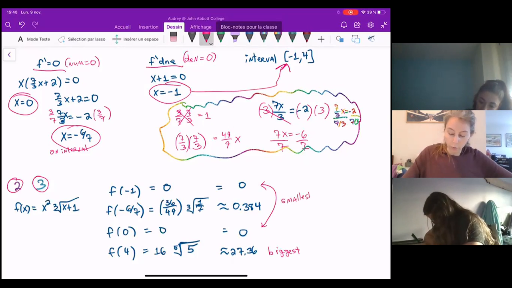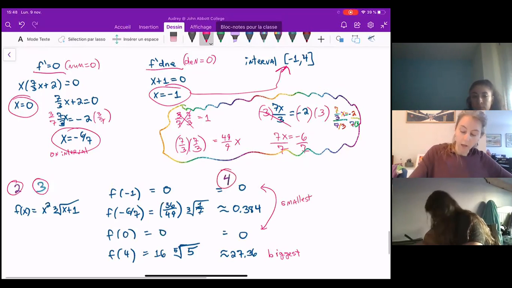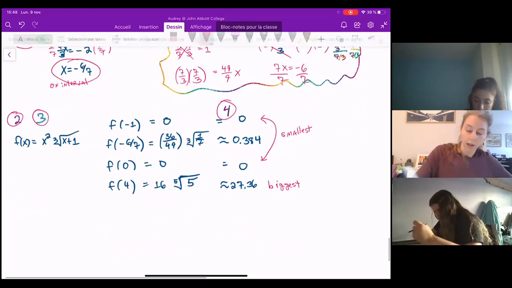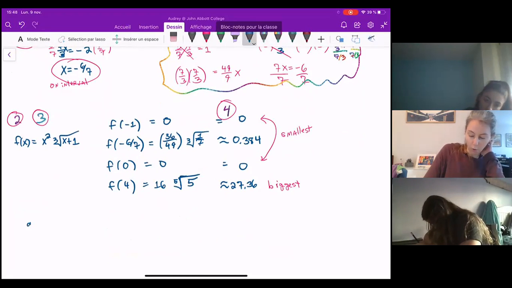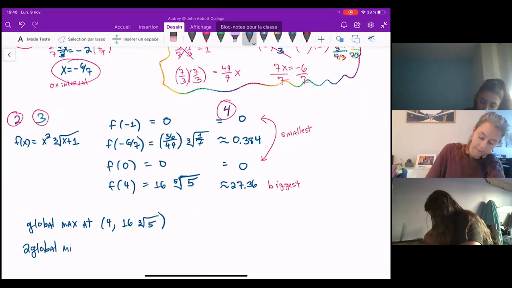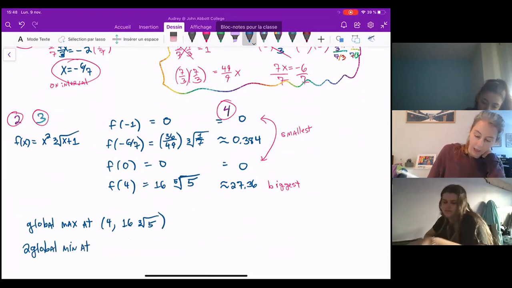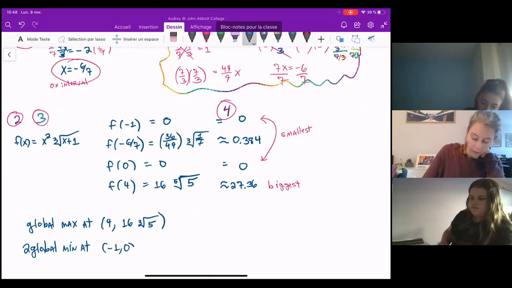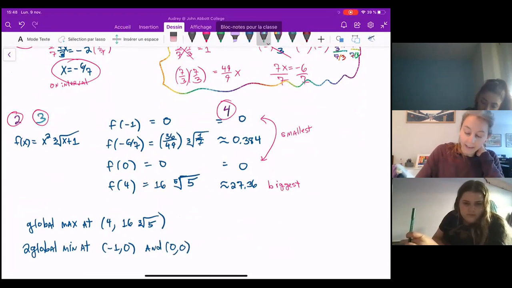So then my conclusion, and so this was my step 4 here, and now I can conclude based on that step 4 that I have a global max at 4, 16 times the cube root of 5, and I have 2 global min at -1, 0, and 0, 0. And that is my final answer.